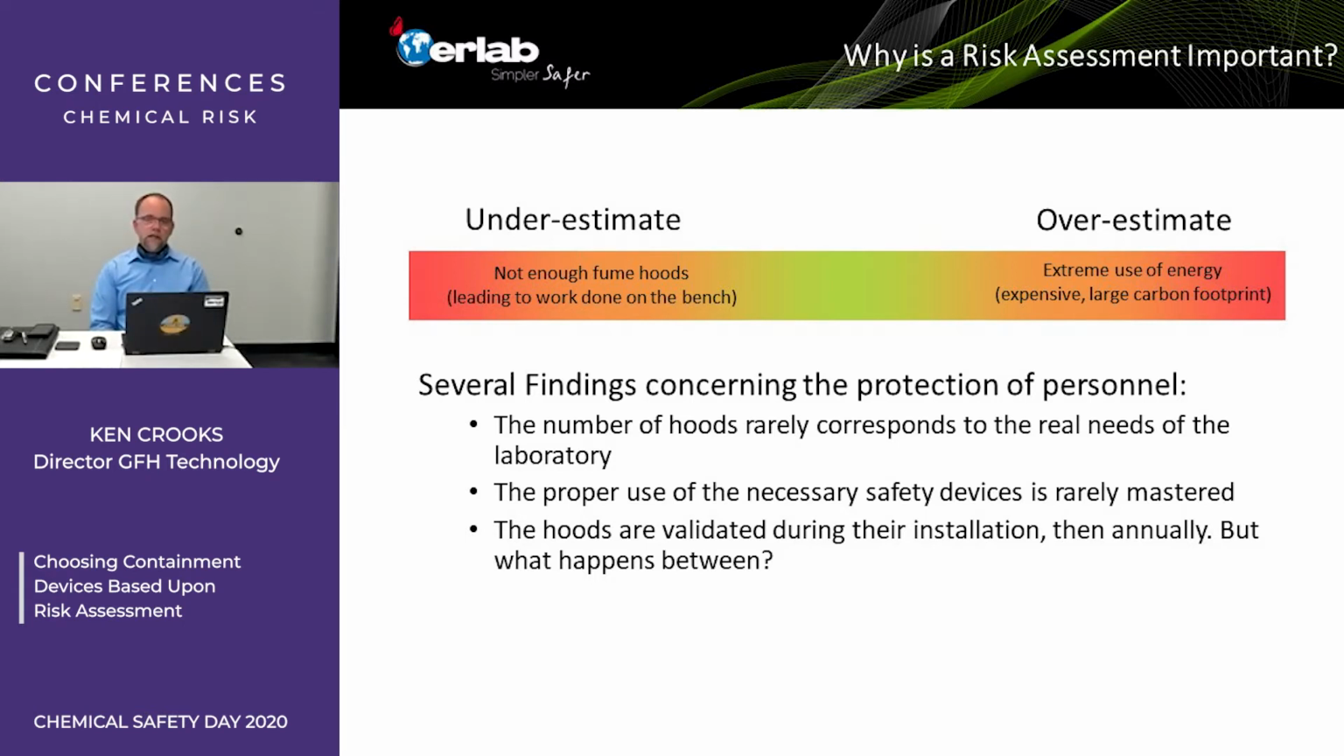And then hoods are validated during their installation when they're originally installed and started up or replaced. And then after that, annually, of course, every year, a fume hood should be certified by an independent third-party certification company, not related to the manufacturers or anybody involved with the project, working directly for the owner. But then what happens in between? That's an entire year for this very important containment device to hopefully work 100%. And that usually is not the case. So where is there risk? Right? If we're going to assess a risk, we first need to locate the risk.